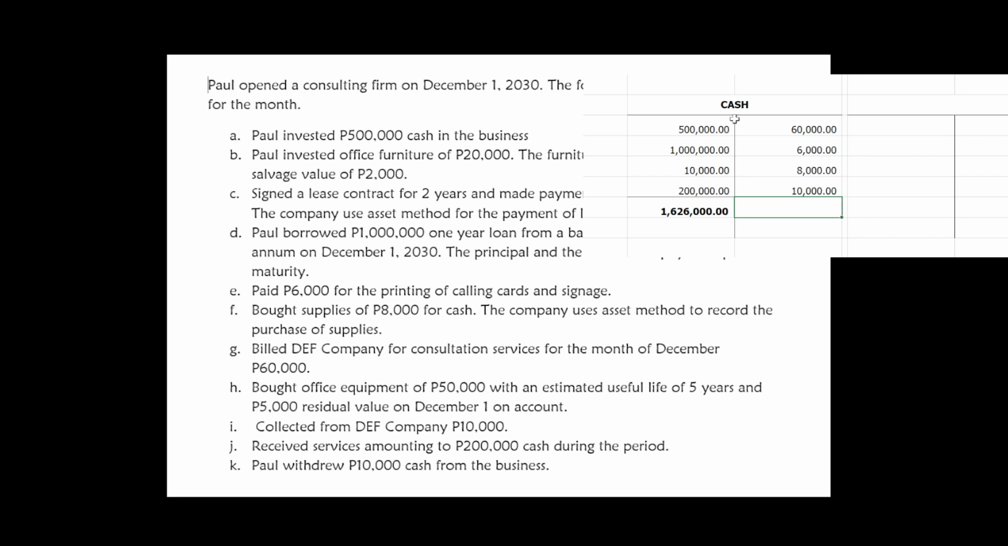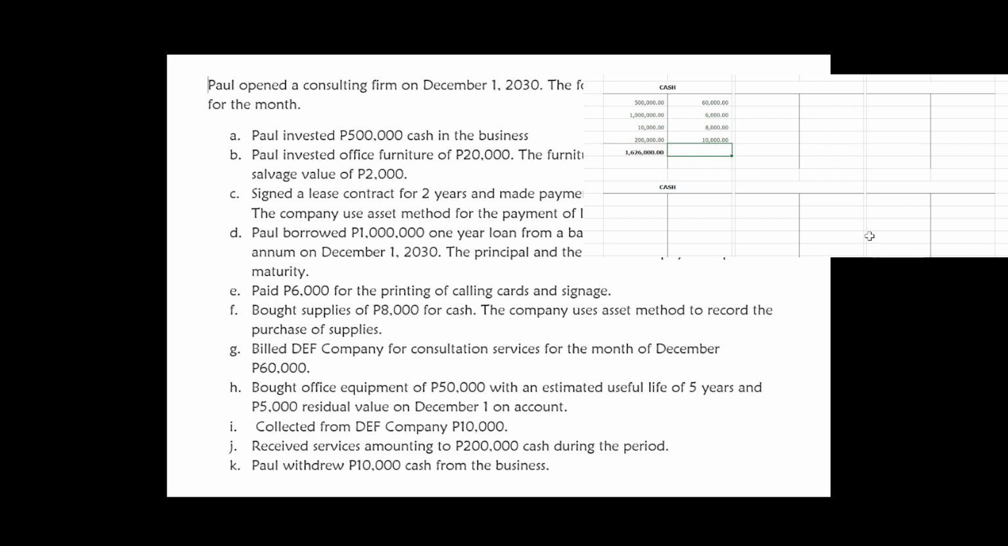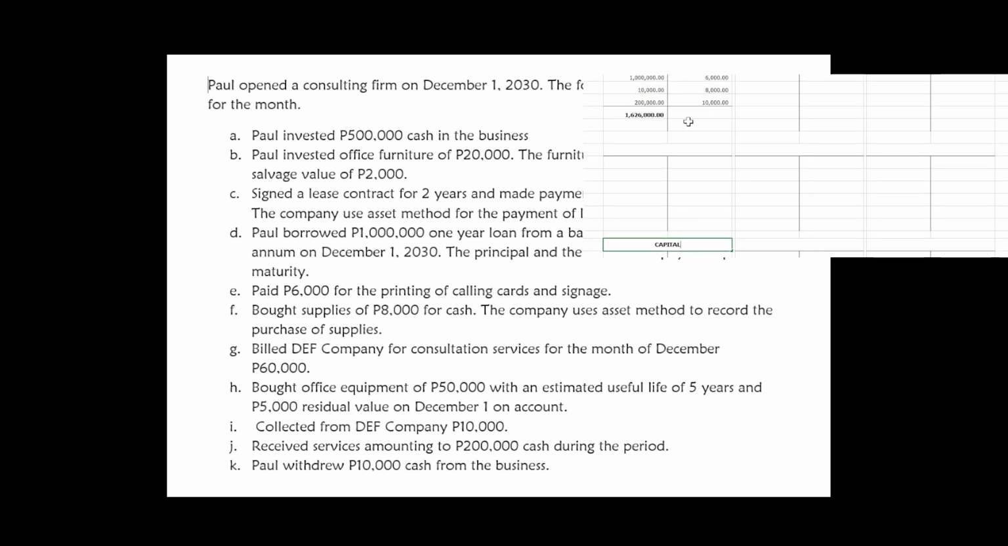So, again, meron na tayong cash. So, yung cash natin is, andyan na, 1,626,000. Diretso na tayo. Okay? So, pag gumagawa kayo ng T-account, mas okay na nakagroup na siya para hindi kayo nalilito mamaya. Okay? So, diretso tayo. For example, lagyan natin yung capital dito sa baba. So, capital natin. So, for letter A, since meron na tayo sa mga cash-related, diretso na tayo sa yung mga kapartner nito kapag nag-entry.